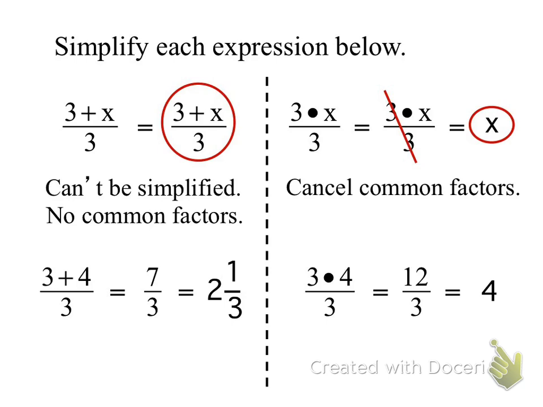Yes? Couldn't for the first one you just cross the 3 and the 3 out? No, because really, you have to first do order of operations here. This really simplifies to 7. And then the one on the right. Here? Yes, you could.